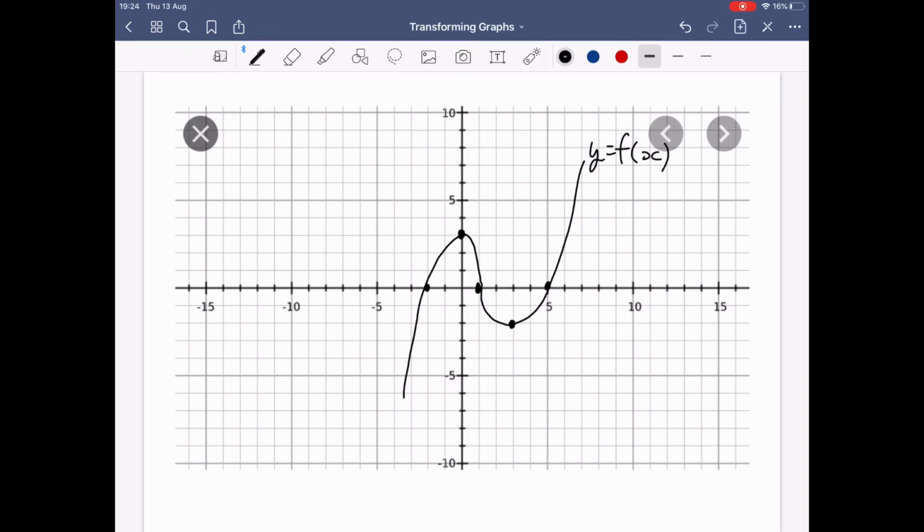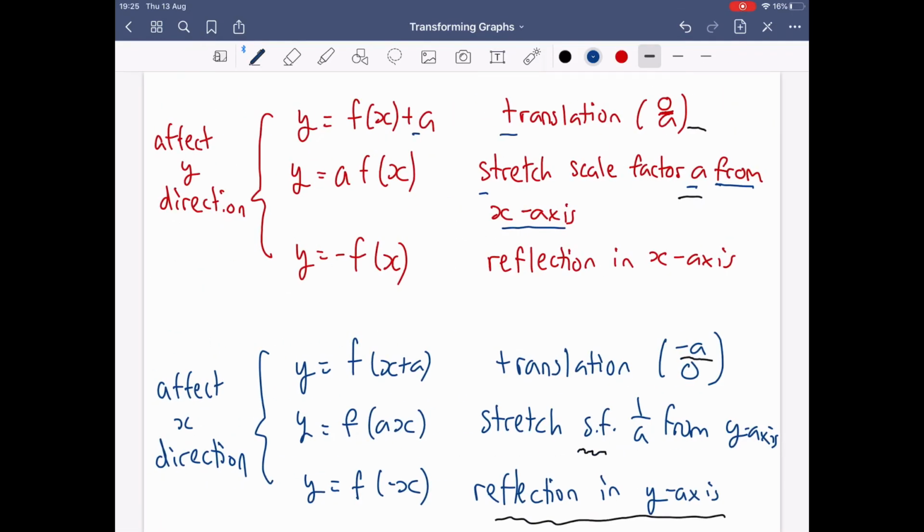So, now I'm gonna say draw y equals f of 2x on the graph. Pause the video now if you want to give this problem a go. Okay, I'm gonna go through it now. So y equals f of 2x. If you remember from the page before, the formula for this is stretch scale factor 1 over a from the y axis, and we're given a as 2, so stretch scale factor 1 over 2 from y axis, as you can see here.